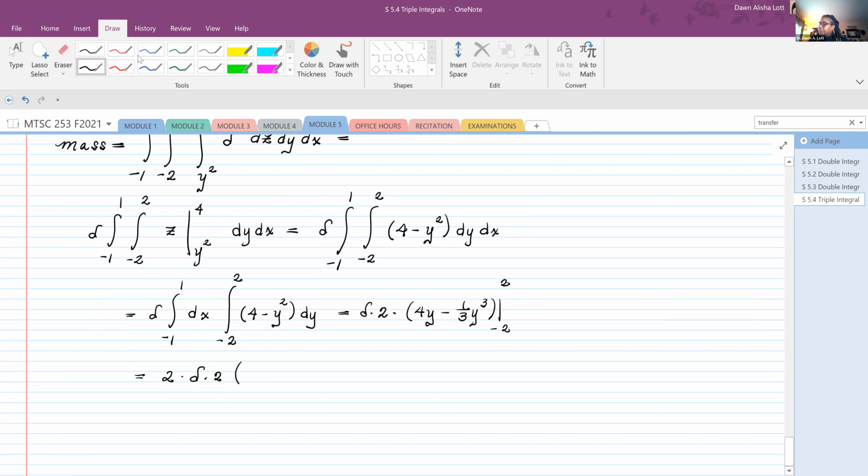And well, let's skip that. I'll just do it. 2 delta. I'm going to put a 2 in there. I'm going to get an 8 minus 8/3. And I'm going to subtract off a -8 plus 8/3.